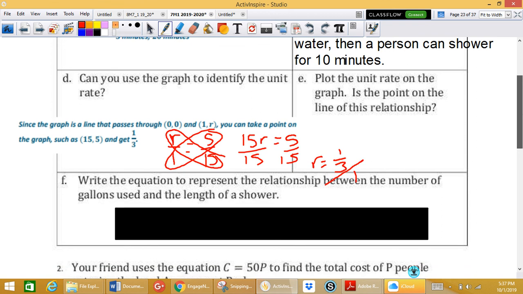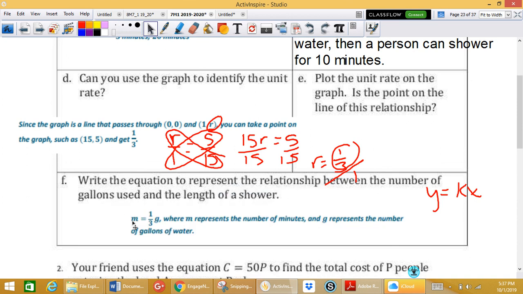Write an equation to represent the relationship between the number of gallons used and the length of the shower. So again, we need y equals kx. Well, we just found our k, which happens to be our r right here. So it's 1/3. So I'm just going to take out the k and put in 1/3. So m for minutes, our y, equals 1/3 g for gallons.